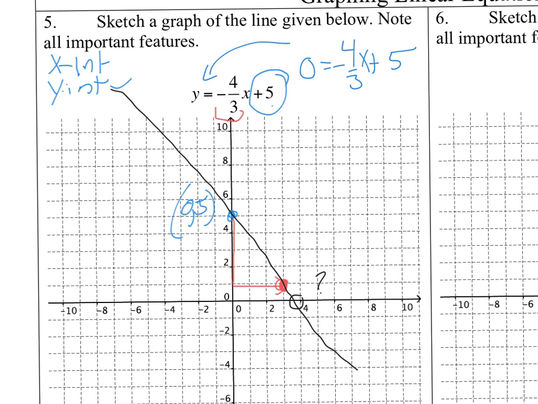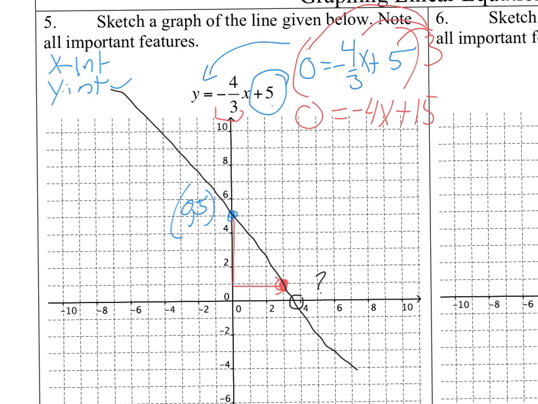I have a trick for fractions. Whenever I see a fraction in a problem I have to solve, I always multiply the whole equation by the denominator. And that's going to help get rid of that fraction. 3 times 0 is 0. 3 times -4/3 x, well, the 3's cancel out, and I've got -4x. And 3 times 5 is 15.